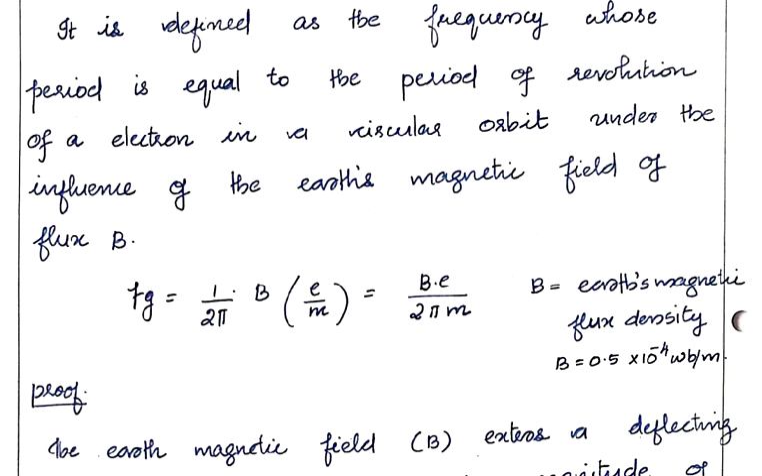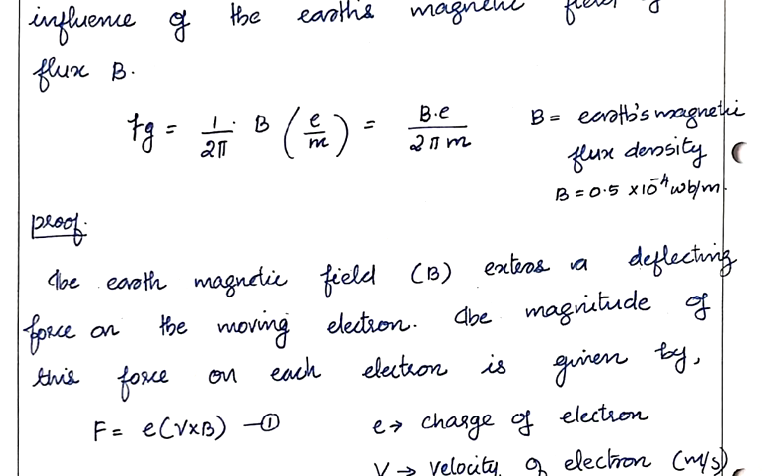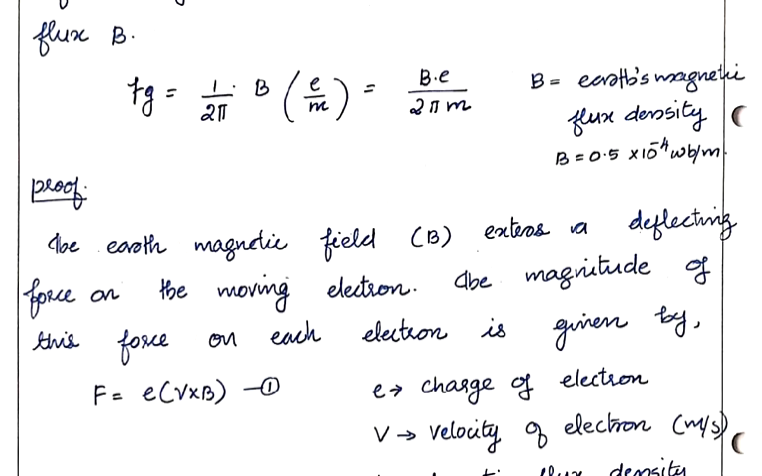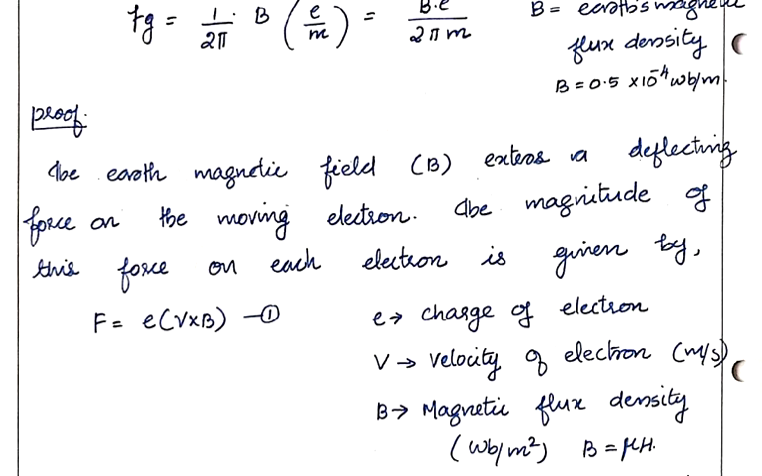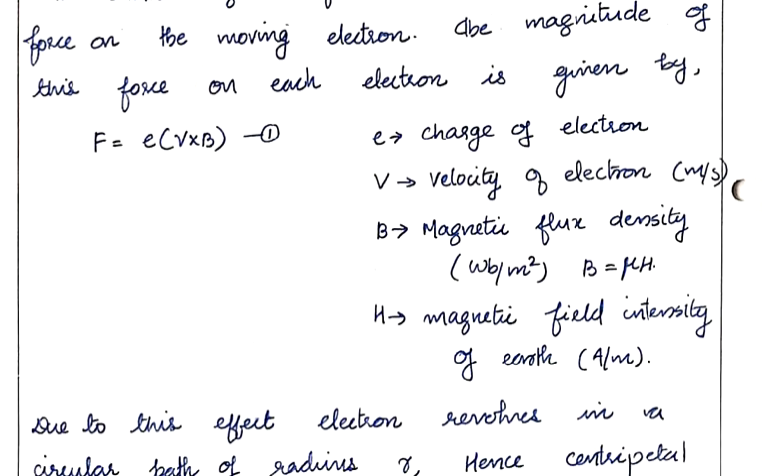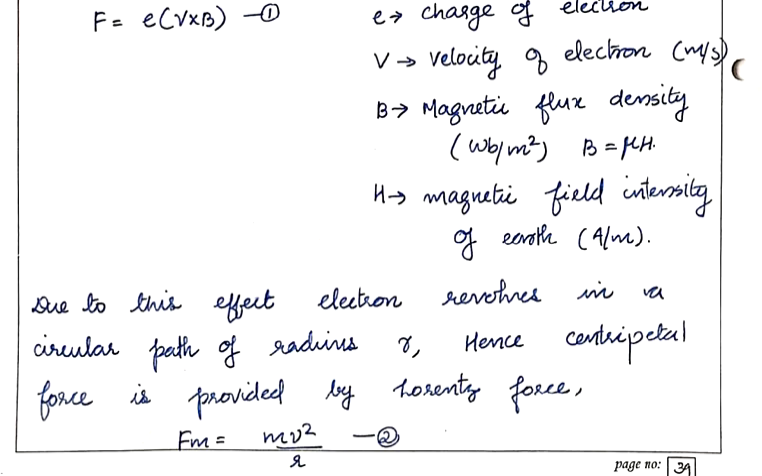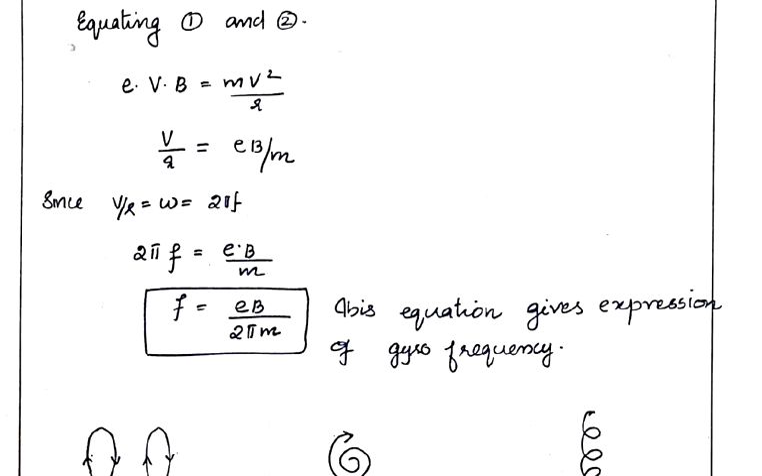We derive this equation from the Lorentz force. The Earth's magnetic field B exerts a force on the moving electrons, and the magnitude of the force is F equal to e into v cross B. Here e is the charge, v is the velocity, and B is the magnetic flux density. H is the magnetic field intensity. Due to this effect, electrons revolve in a circular path of radius r. Hence, the centripetal force provided by the Lorentz force is mv squared by r. Equating the two forces, we get v by r equal to eB by m. v by r is omega, that is 2 pi f. So 2 pi f is equal to eB by m, then f is equal to eB by 2 pi m. This is the equation for the gyro frequency.